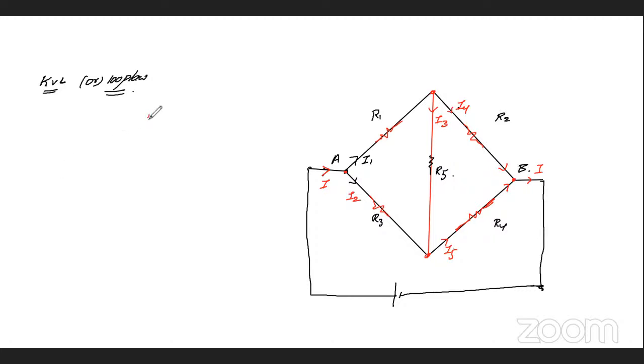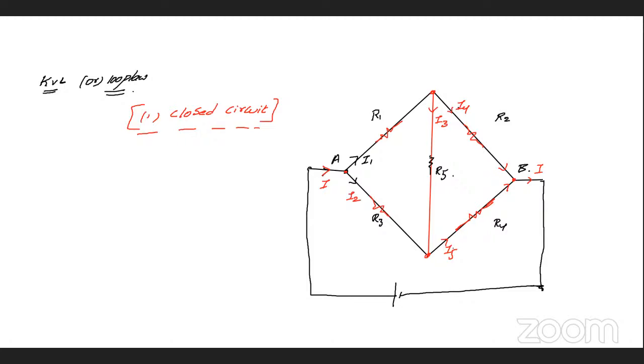The first condition is that it has to satisfy the condition. The one condition is that the circuit should be a closed circuit. Circuit should be a closed circuit. Remember it. Is it a closed circuit? Yes. How can you say that?